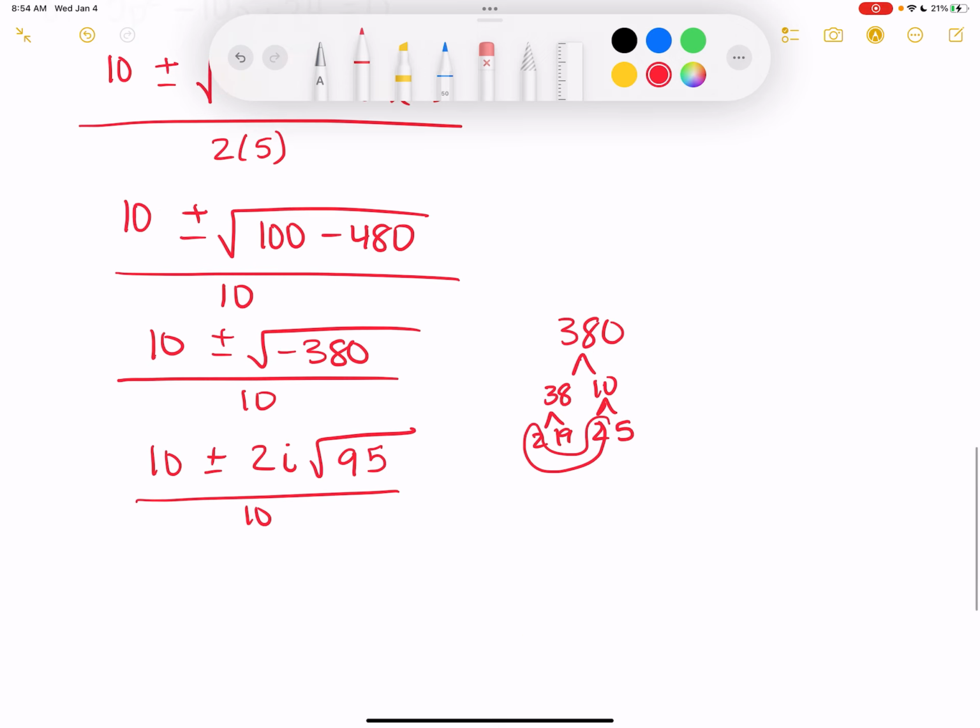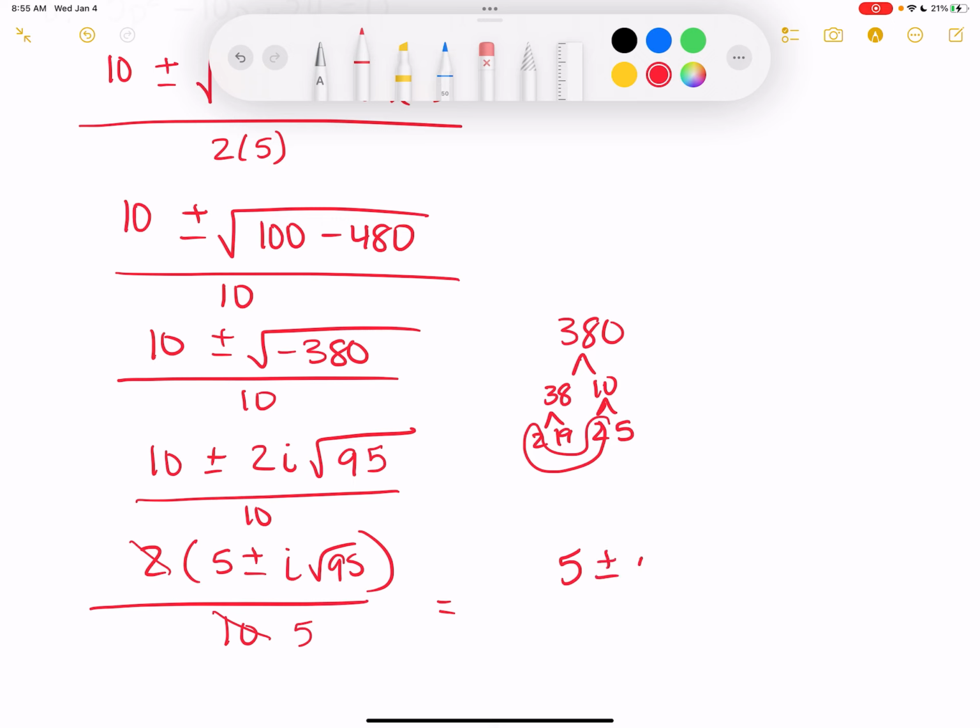And then we can take out the 2 from the top. So 2 times 5 plus or minus i root 95, over 10. And so then only the 2 and the 10 reduce, but it still leaves you the 5 on the bottom. So this one's actually the first one where we have 5 plus or minus i root 95 over 5.